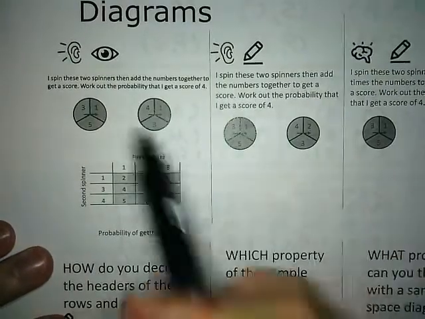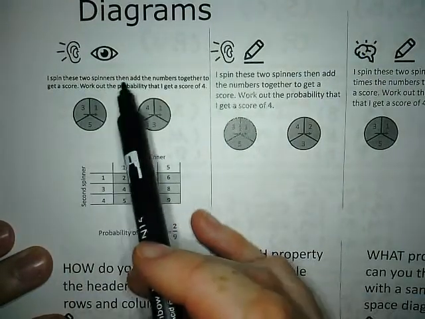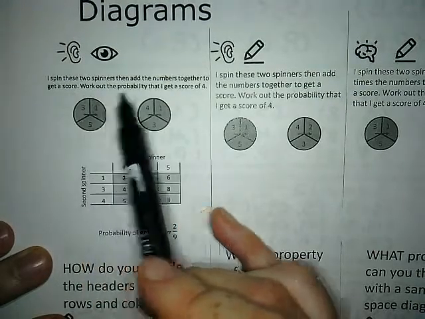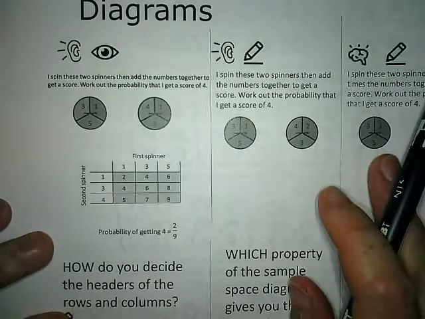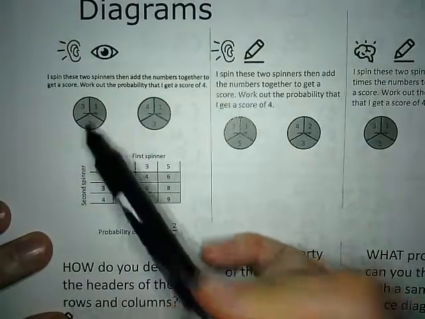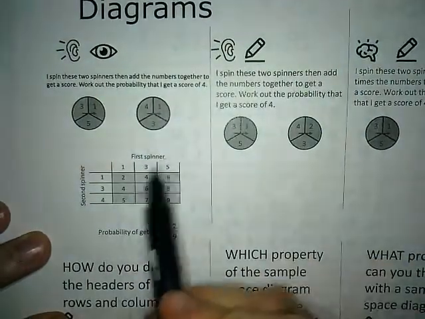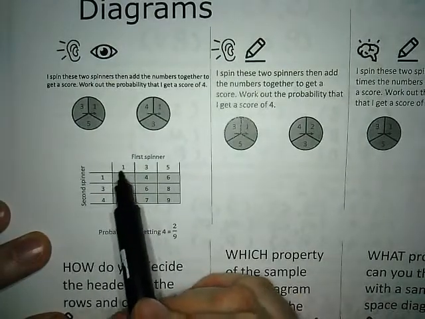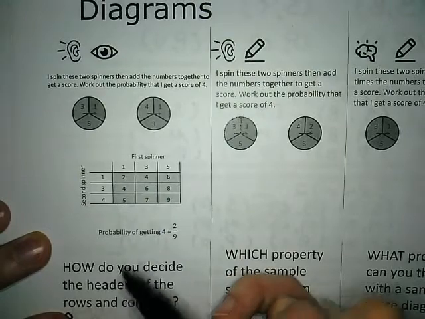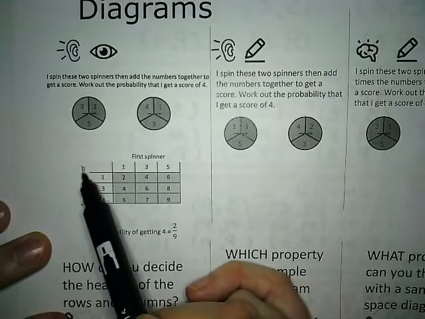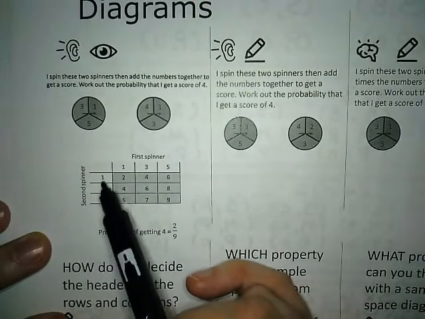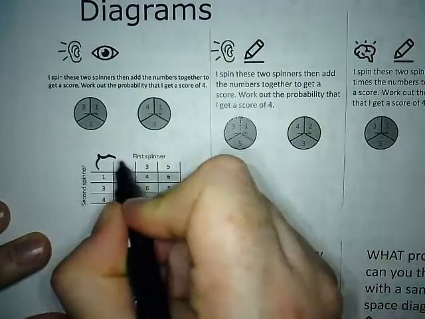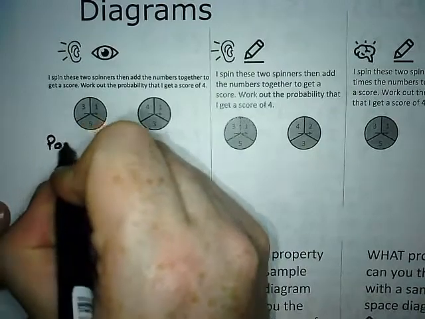So looking at the first one, I spin these two spinners, then add the numbers together to get a score. Work out the probability that I get a score of 4. So I can see I've got 1, 3 and 5 and 1, 3 and 4. So I've got my first spinner here and my possible outcomes are 1, 3 and 5. And I've got my second spinner here and my possible outcomes are 1, 3 and 4. So these bits are my possible outcomes.